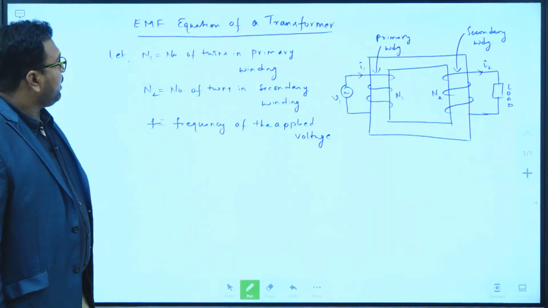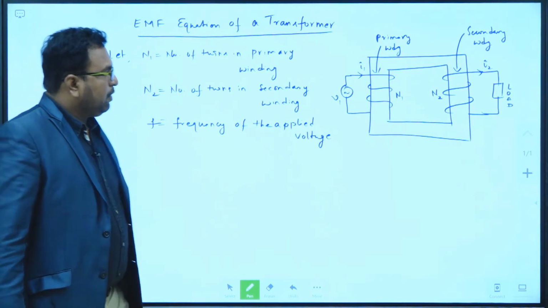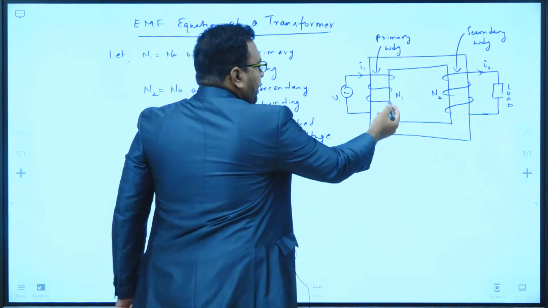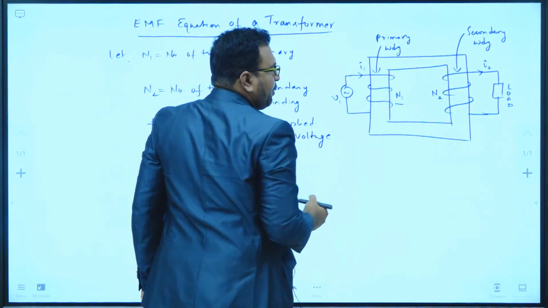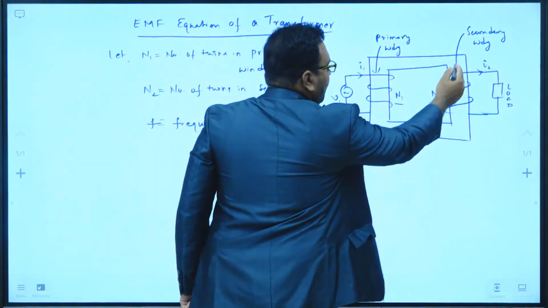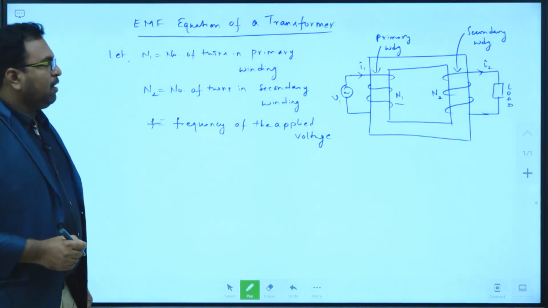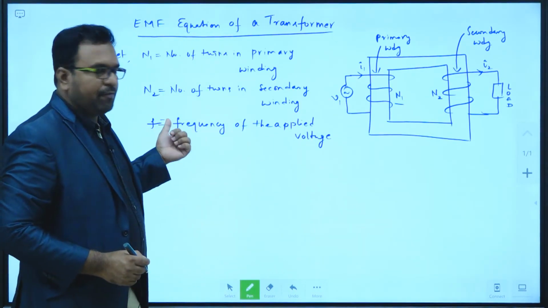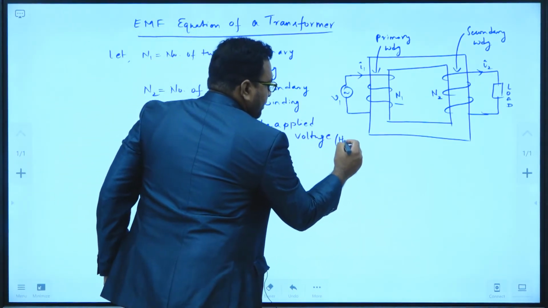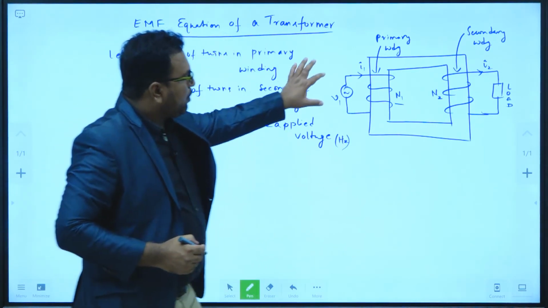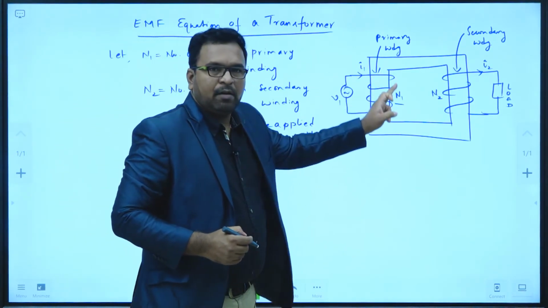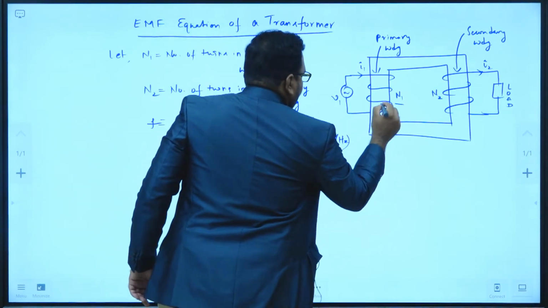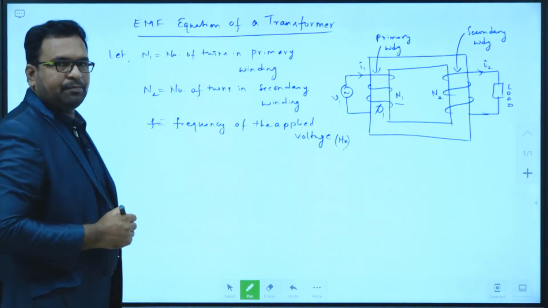Now let us try to derive the EMF equation of a transformer. So here I have considered a transformer which contains a primary winding and a secondary winding, and assume that there are N1 turns in the primary winding and N2 turns in the secondary winding. Now apply a voltage V1 to the primary winding, which has a frequency of f. The frequency is always measured in Hz. When you apply voltage V1, a current I1 will flow through the primary winding N1. And I am going to assume that a flux phi1 is produced due to current I1.